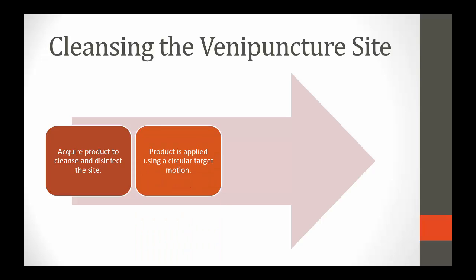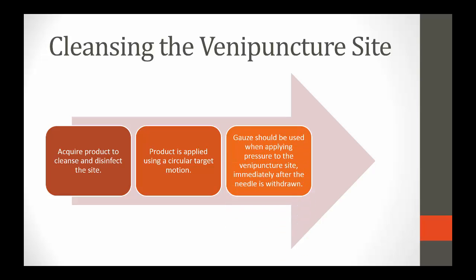It's important the alcohol should be applied using a circular target motion. This technique pushes the bacteria from the inside of the venipuncture site to the outside. It's important that the alcohol must be allowed to dry for approximately 1 minute prior to venipuncture to properly disinfect the site, prevent hemolysis or breakdown of the specimen, and to avoid discomfort for the patient.